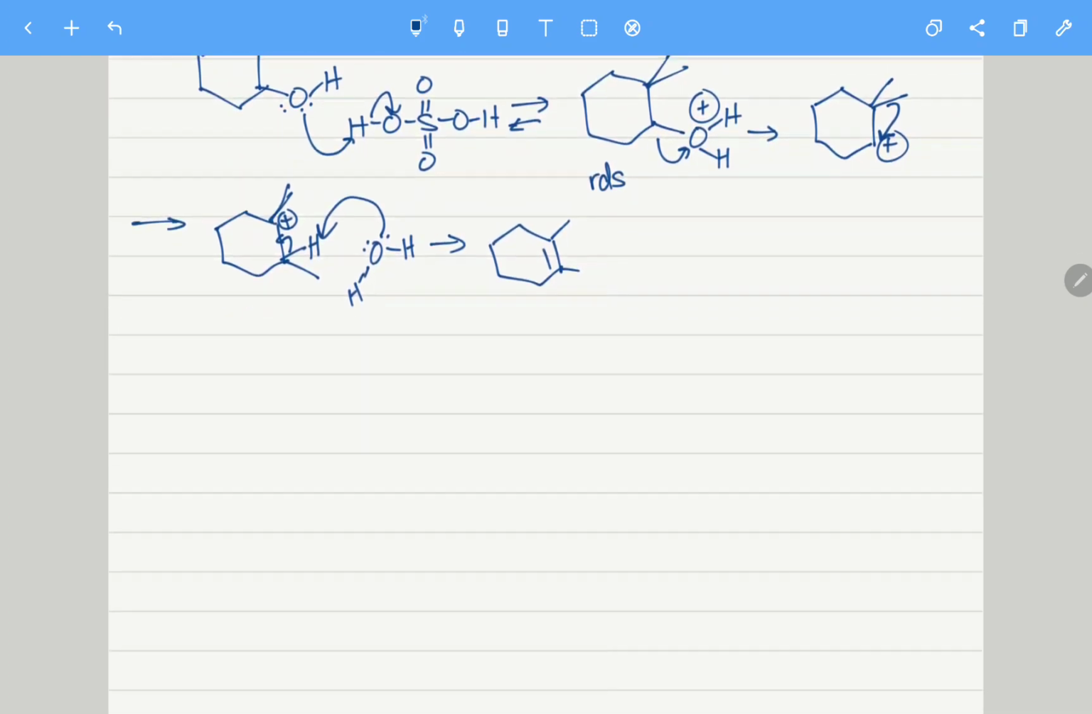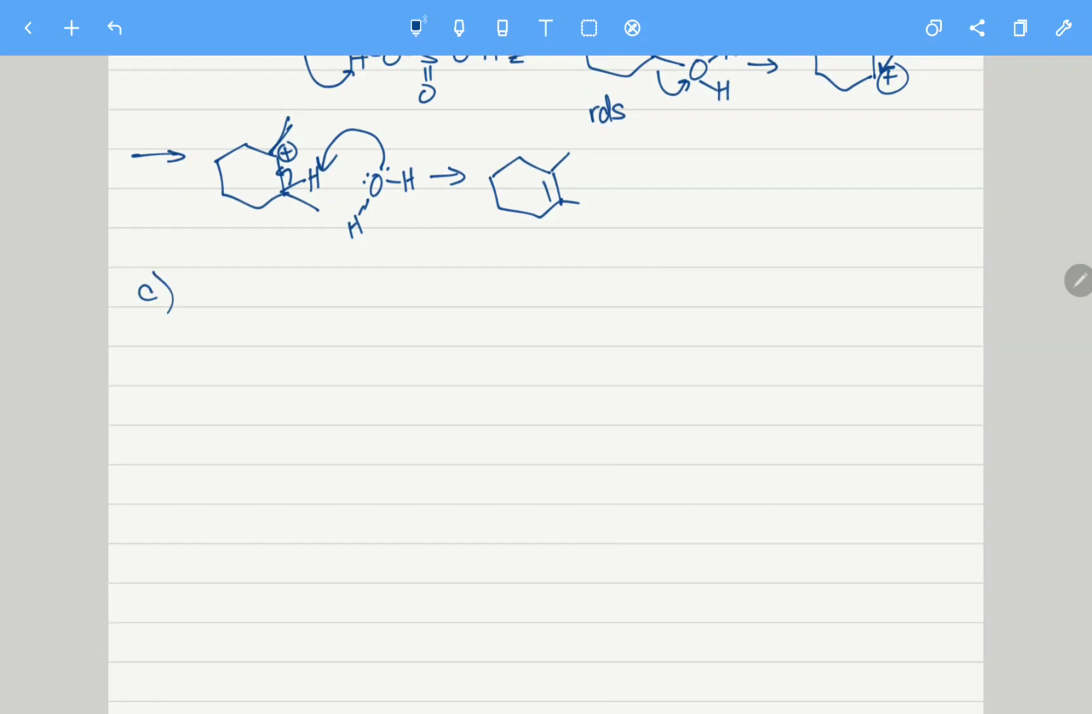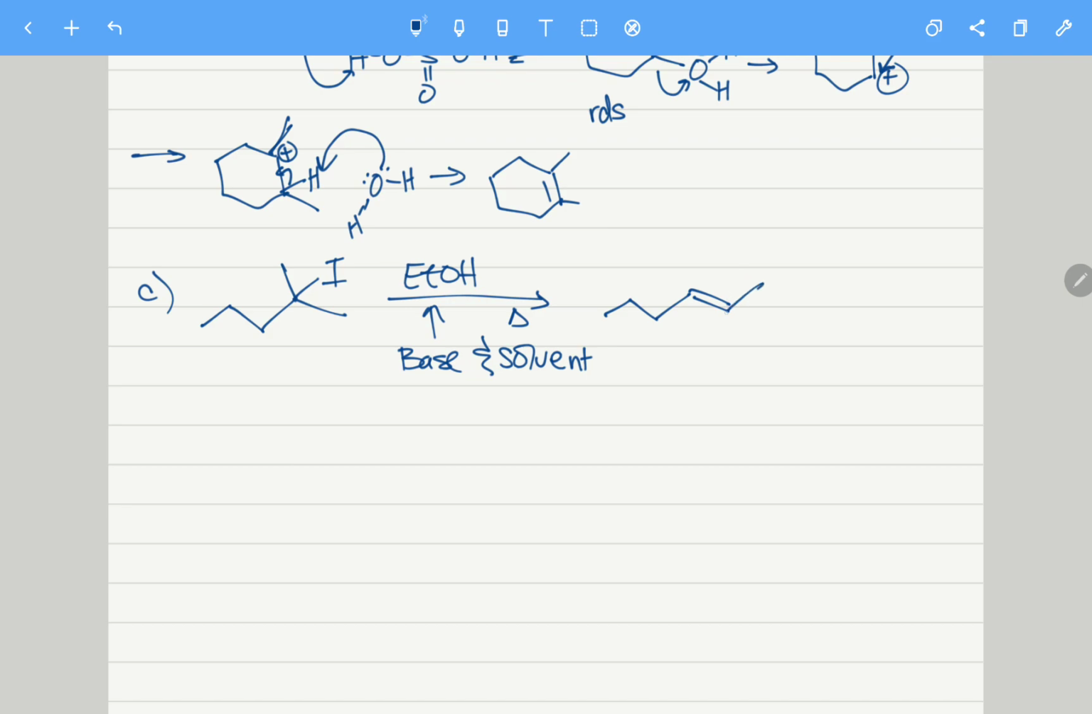The question C said that we draw this alkyl halide, and it uses ethanol. And so ethanol is going to be both our base and our solvent in this case. And even though it doesn't say heat, there should be some heat there. If there's no heat, it will go E1.